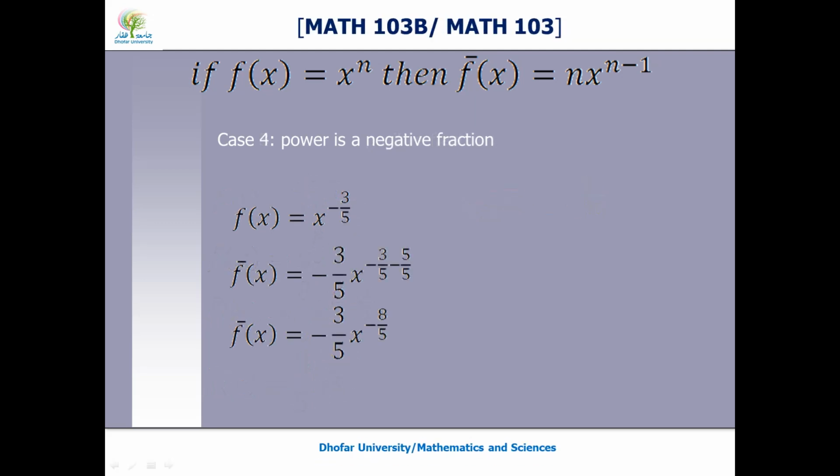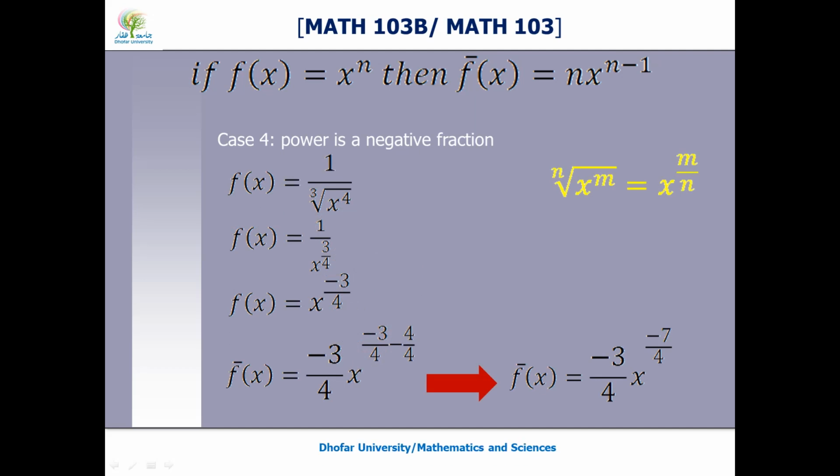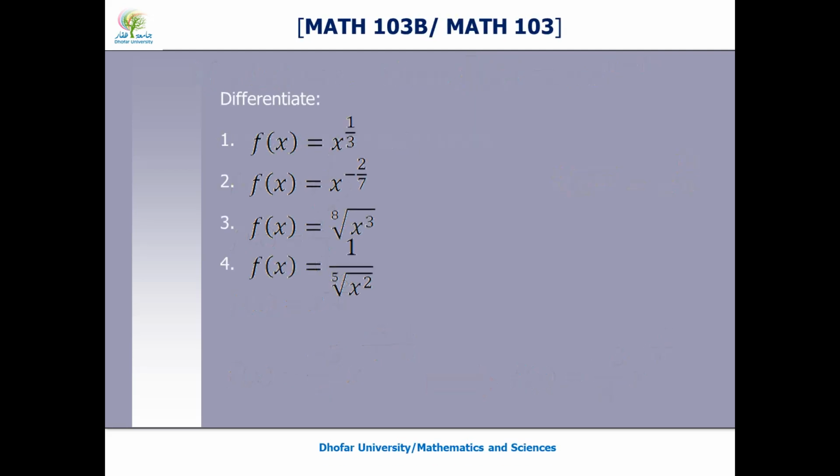Now case number 4, if the power is a negative fraction, we will apply the same formula. The power is brought in front of x, it's minus 3 by 5, and then the new power of x will be minus 3 by 5 minus 1, and we will get this answer. So these are also some examples on the power of a negative fraction. Here we have some examples. All these examples will be discussed during the class.